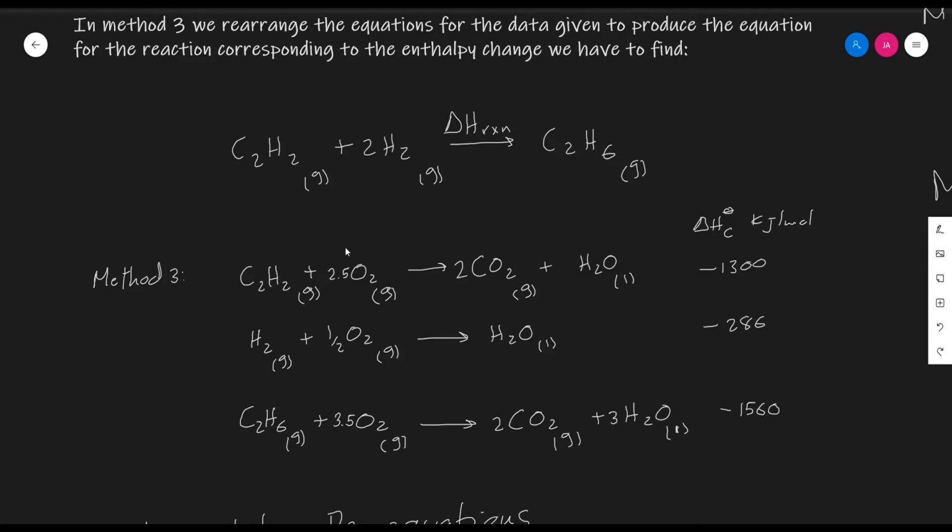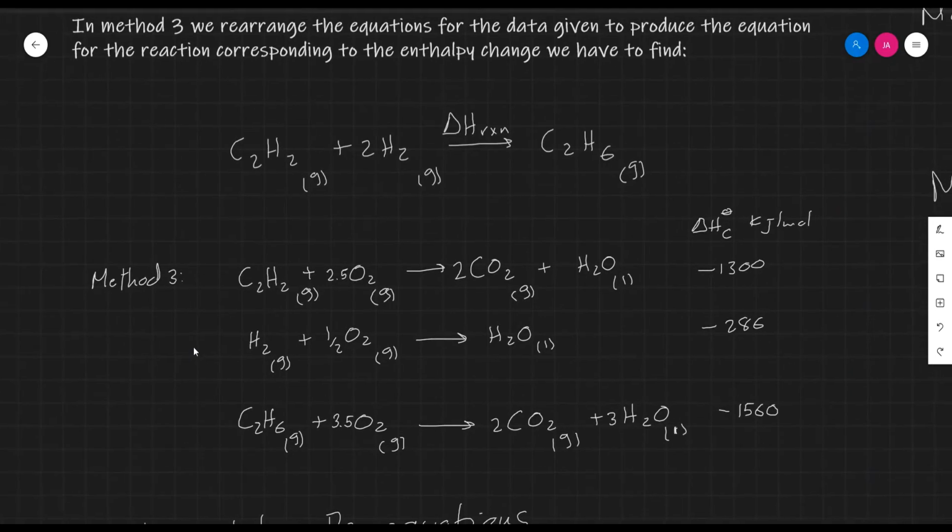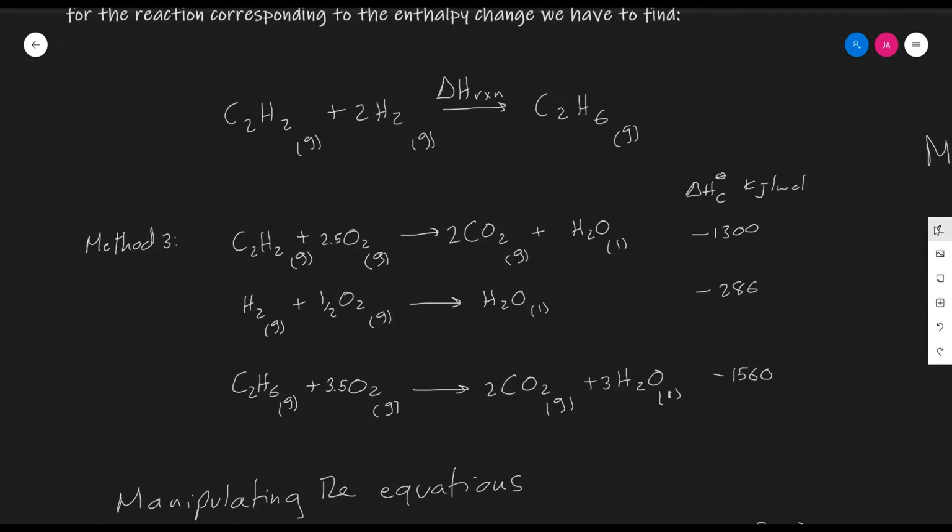No need to manipulate this equation. On the other hand, H2 gas is a reactant, and I have 2 moles of it. In this equation, H2 gas is a reactant, but I have 1 mole. Thus, what should be done here is this whole equation will be multiplied by 2. This value will also be multiplied by 2 since this is per mole, and I just multiplied it by 2 to produce 2 moles as in the equation.